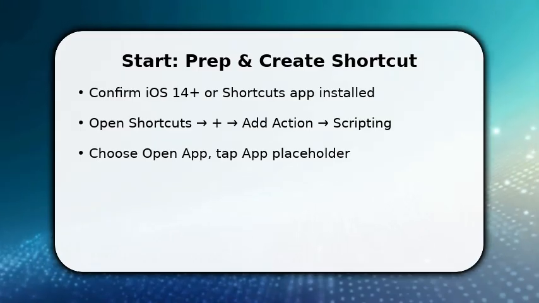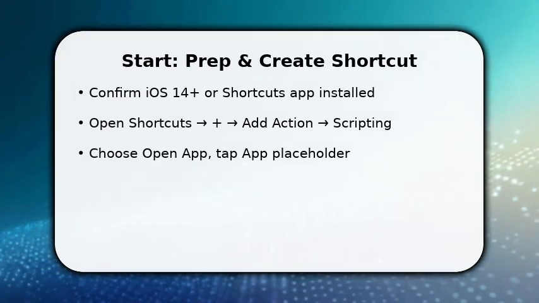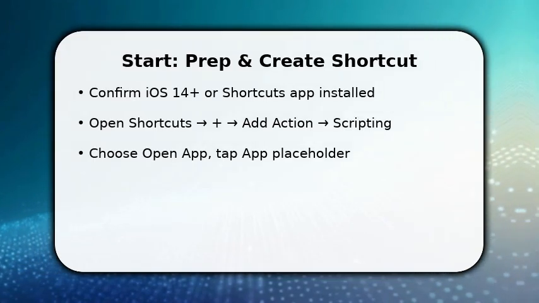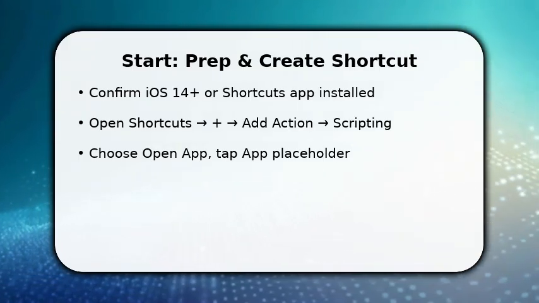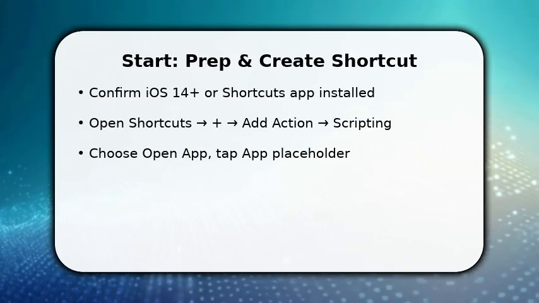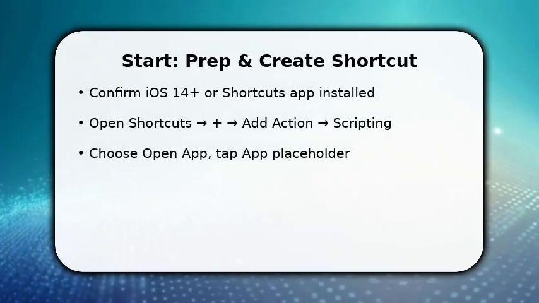You begin by preparing shortcuts and choosing the app you want to swap icons for. Open Shortcuts, tap the plus to create a new shortcut, then add action and pick Scripting, right arrow, Open App. When the app placeholder appears, tap it and select the target app. This tells your shortcut which app to launch.